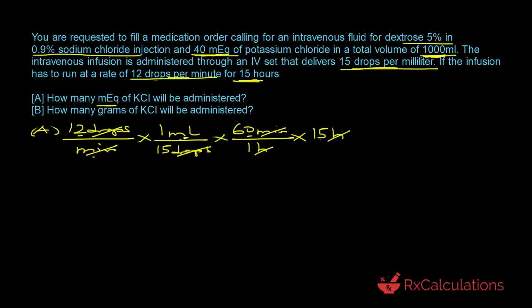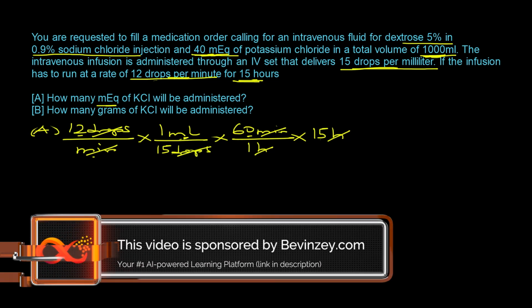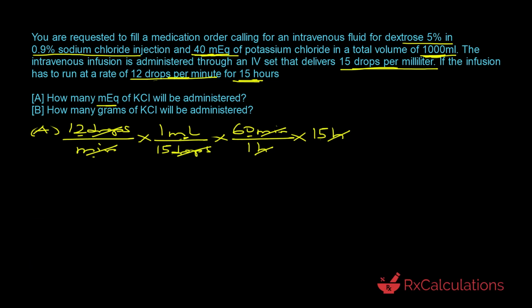So to complete this dimensional analysis, there's one more thing that we need to do. We need to multiply this by the ratio of 40 milliequivalents divided by 1,000 milliliters, because that will let us know actually how much in milliequivalents that we've administered. But just to give you some perspective, if we multiply all the terms that we have right now, it will actually give us the volume that we've administered.